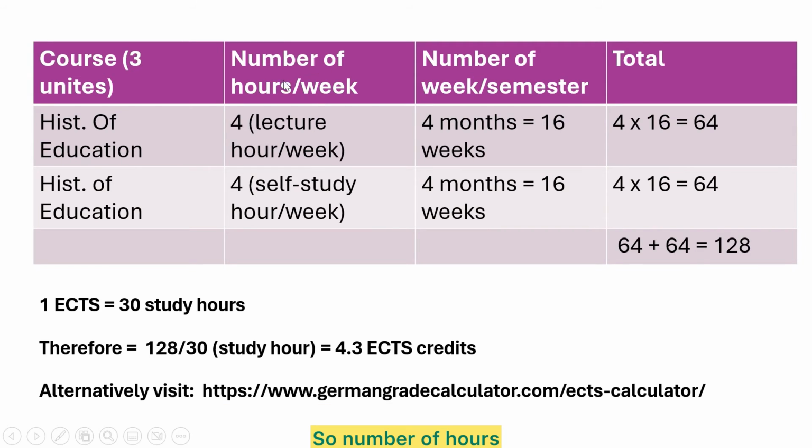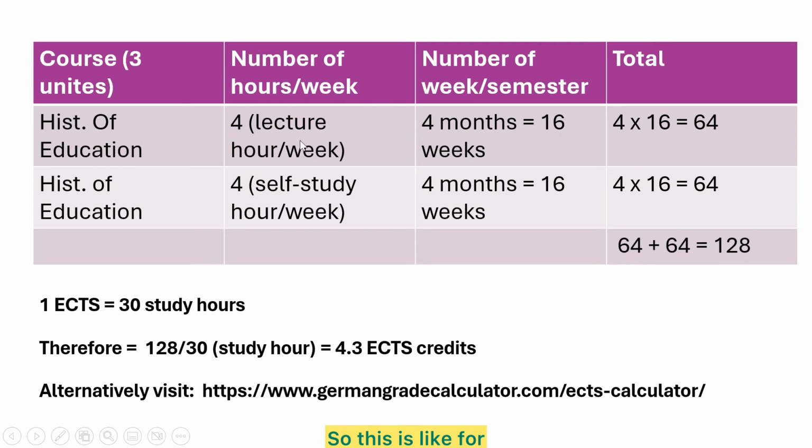So number of hours per week, 4 lecture hours per week, and number of weeks per semester is 4 months. I said the other time that on average, 4 months make one semester. It can be 3 months, it can be 4 months. So 4 months is equal to 16 weeks, like 4 multiplied by 4 is equal to 16. So 4 times 16 is equal to 64.